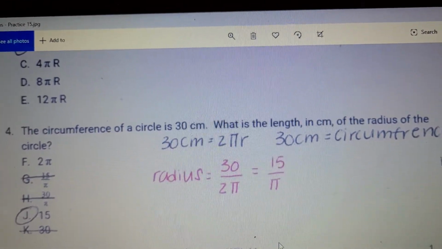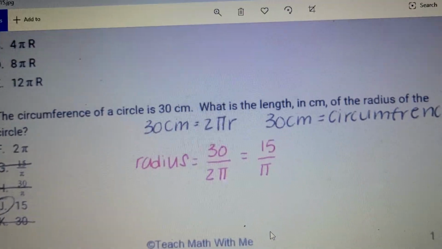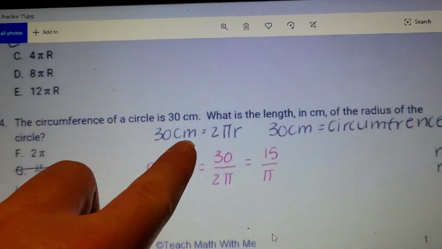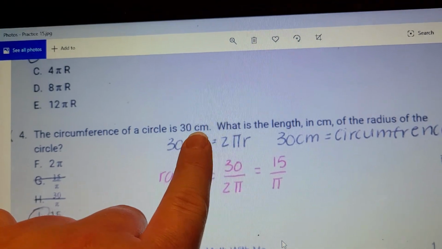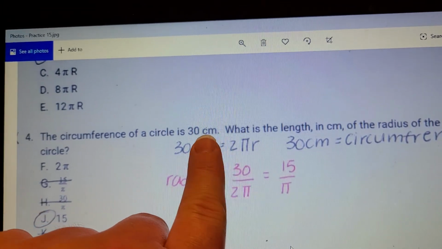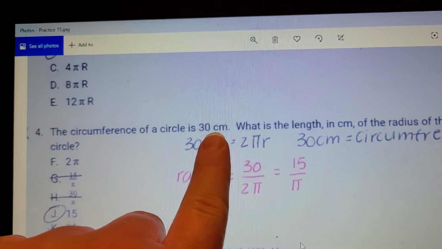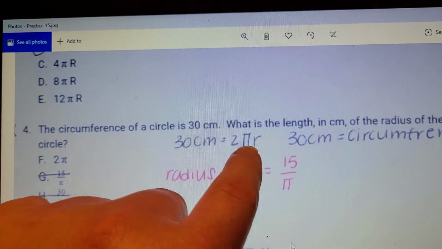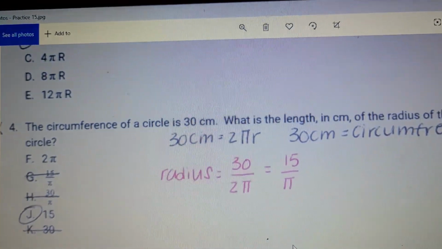Hopefully that makes a little bit more sense. But again, I think your biggest confusion was because there were so many letters in this, you were seeing this cm as possibly a variable or some unknown quantity, and you were definitely seeing this pi as an unknown, but pi is not an unknown.